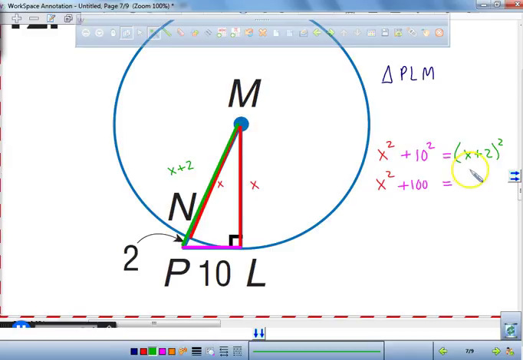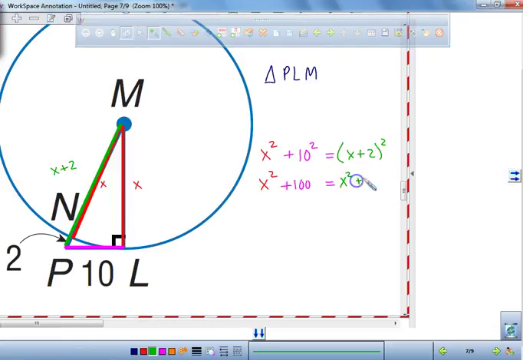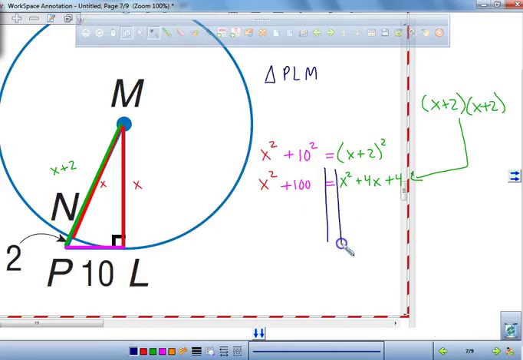Now, what does x plus 2 times x plus 2 become? It becomes x squared. What's 2 plus 2? 4. 4 x's. What's 2 times 2? Also 4. Just so you know, x plus 2 times x plus 2, if you do the FOIL method, becomes this right here. Once again, what do you have on both sides of the equal sign? x squared. So I'm just going to slash those out. So you have 100 equals 4x plus 4.